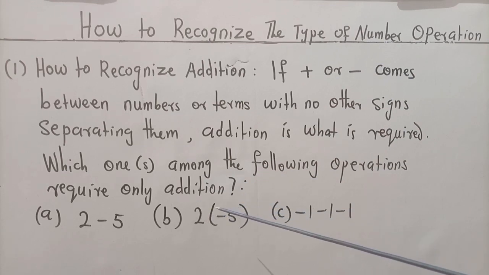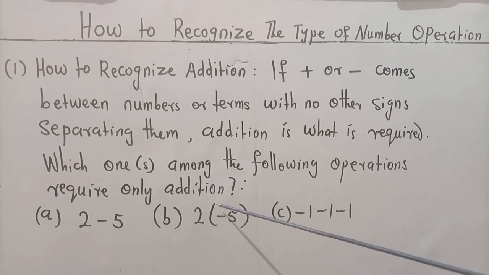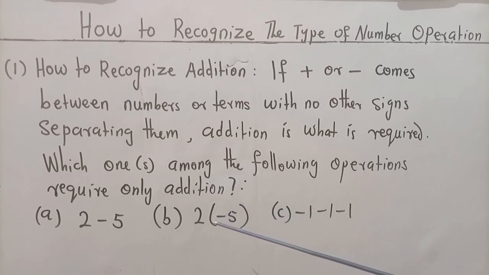2, 5, minus comes between them, but unfortunately this bracket separates this 5 from 2 and separates 2 from this minus. It therefore means that something is coming between them apart from this minus. Only minus or plus should come between numbers, with no other sign coming between them, for us to carry out addition. Therefore, what do you think is required here? Is it addition? Certainly not. Therefore, what is required here is not addition. What about this one?